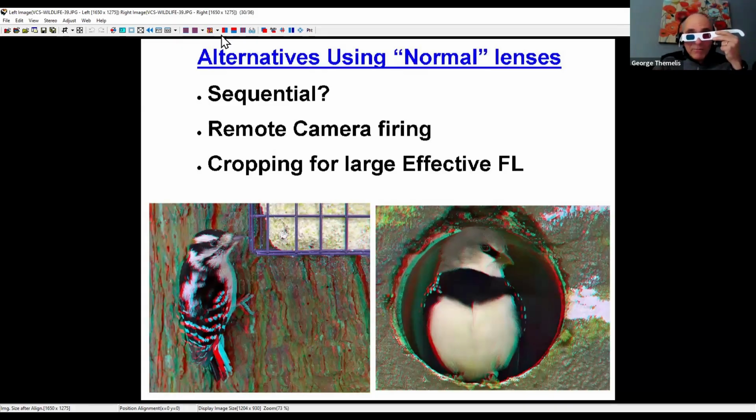And the last thing, if you have a camera with high resolution sensor and good quality lenses, you can crop, and there's a lot you can do when you do that. Let me show you some of those in 3D now.